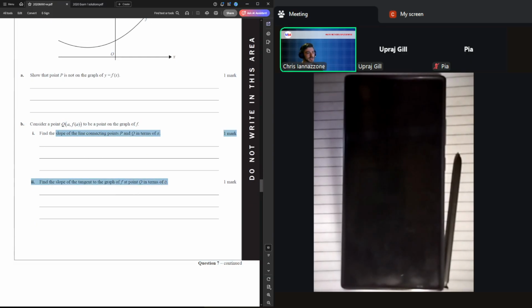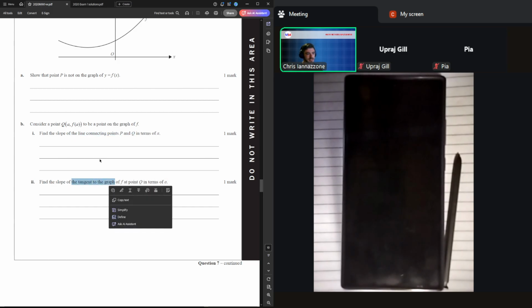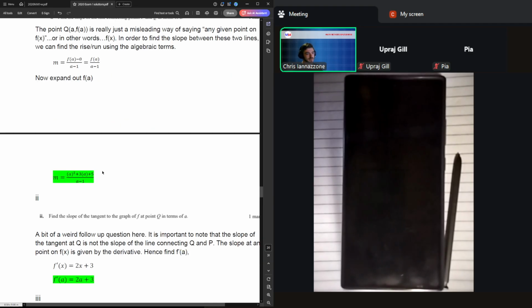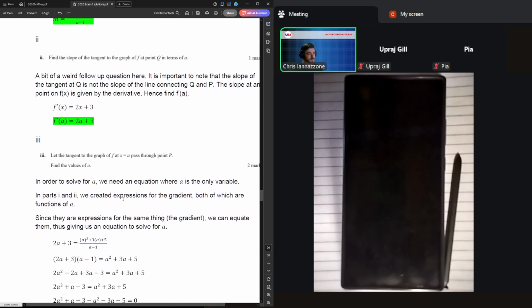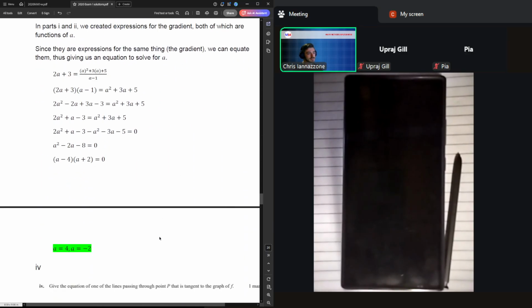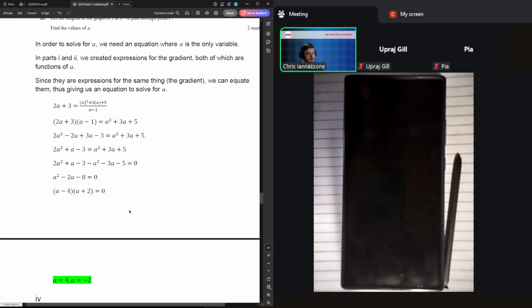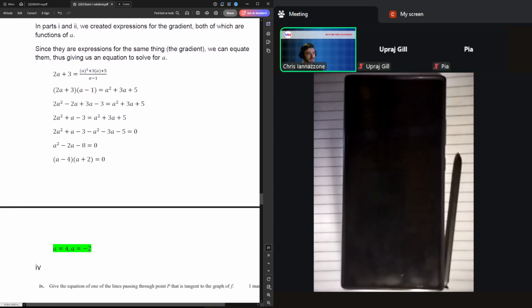It's going to do with the fact that you have two methods of creating gradient. You've got m equals this, you've got m equals that. Both of those have a's in them. They're both m. One is calculated through rise over run, and the other is calculated through f dash. And so you just sort of shove the two of them together and expand for a. That's all that's going on there.